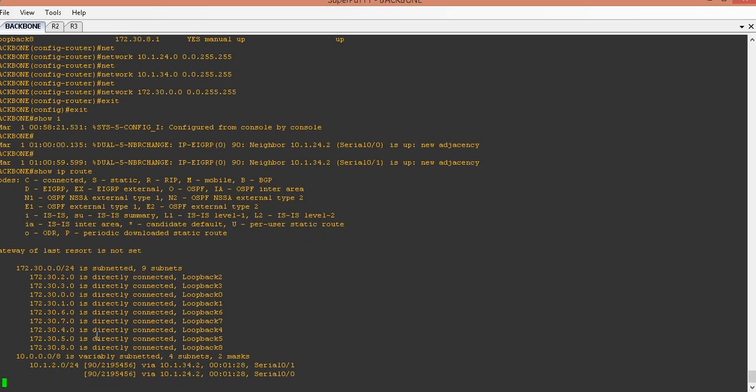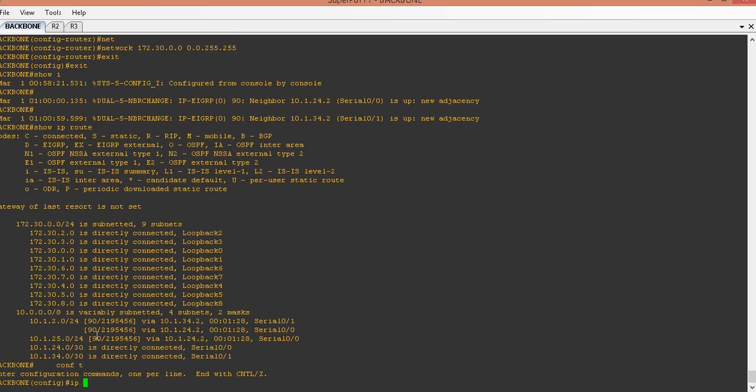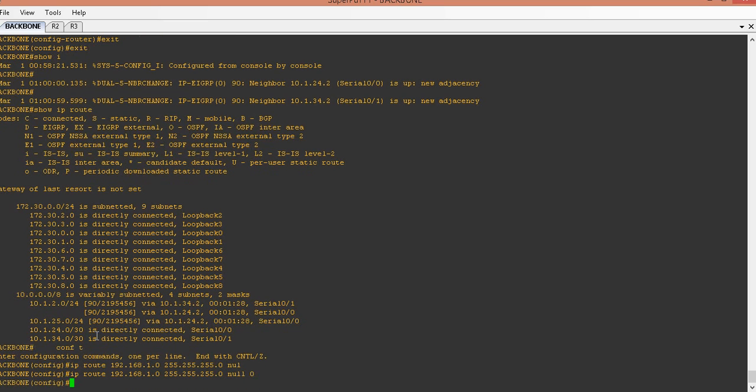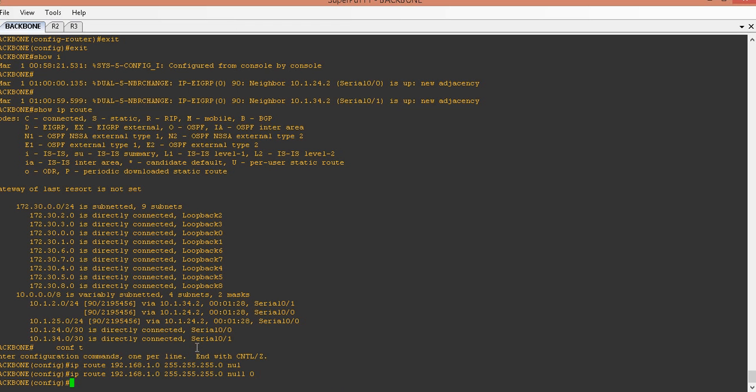So what I'll have to do is go straight into global configuration mode and implement IP route 192.168.10.0 255.255.255.0 and point it to Null0. Okay, how do I inject this static route into the network? The backbone router has a static route to this, and routers 2 and 3 should receive this route. Okay, then I can do this by injecting it into the EIGRP route.